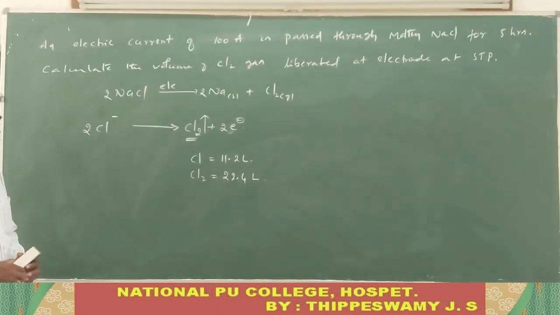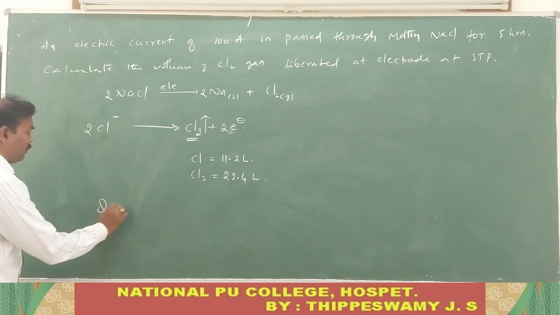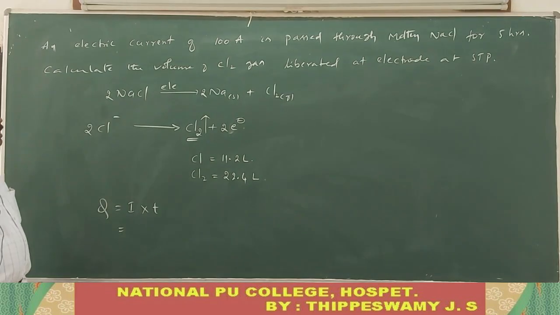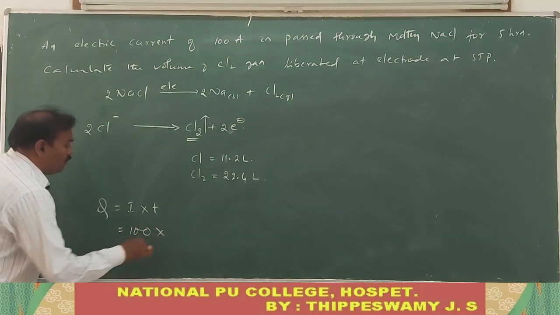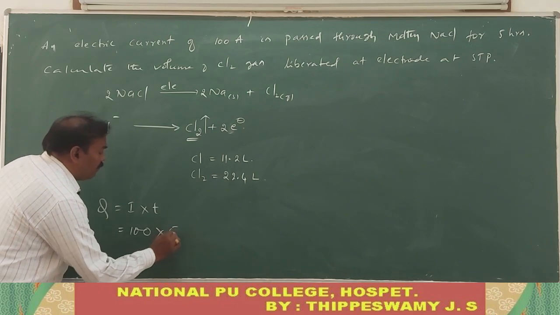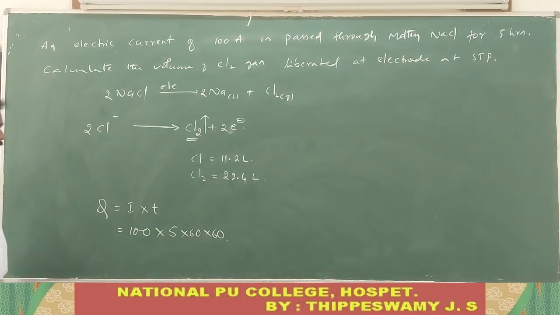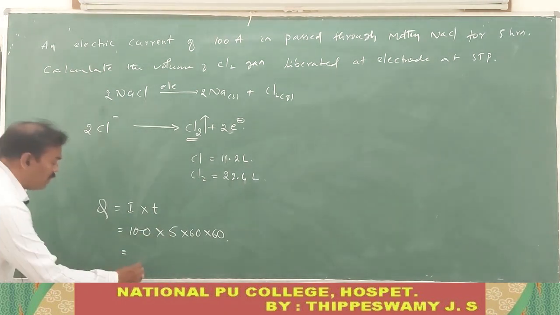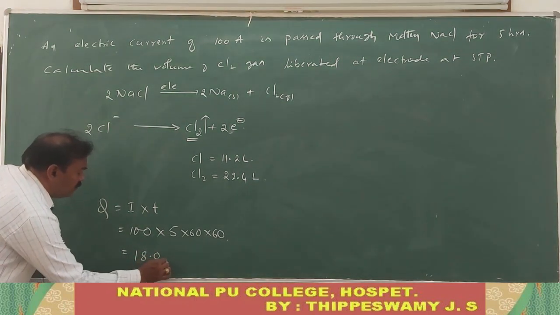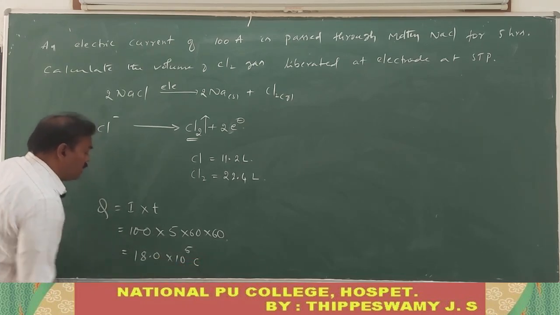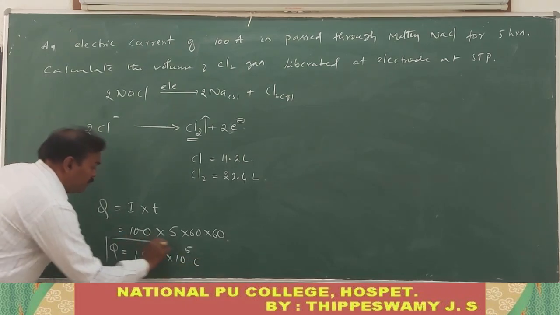Okay, now first of all, we will calculate the quantity of electricity. That is Q is equal to I into T. What is the value of I? I value will be 100 amperes current, into what is the time? That is 5 hours into 60 minutes into 60 seconds. Yes, what is our answer here? On simplification, what are you getting? 18.0 into 10 to the power 5. This is the value of Q.